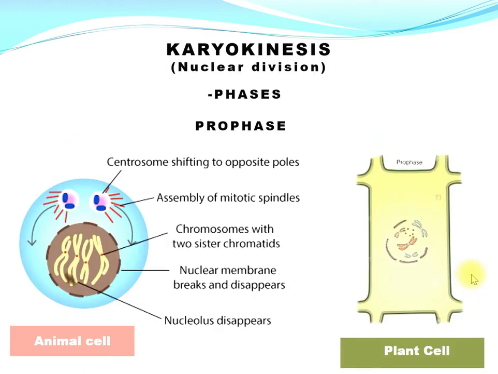Each chromosome forms two daughter chromosomes. Next we come to karyokinesis or the nuclear division, which involves the first phase, that is prophase. Now, in prophase, I am showing you two cells, animal cells and plant cells, and here we will see the differences between them. In animal cell, what are the events that occur?